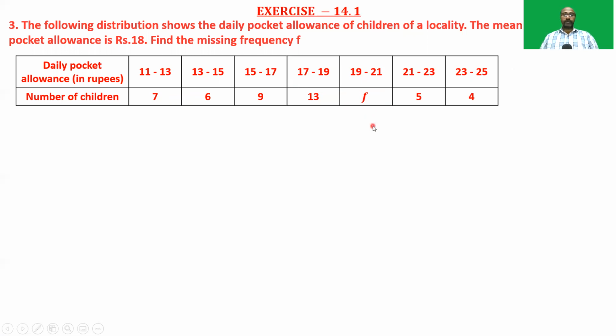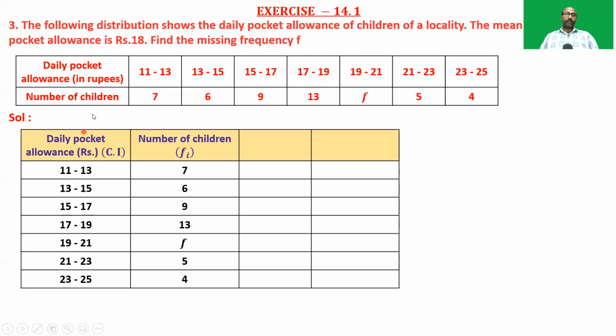Okay. So while solving this type of problem, we have to choose only the direct method. By selecting assumed mean or step deviation method, the problem becomes very difficult. So we have to choose the direct method. Okay, so take the table.